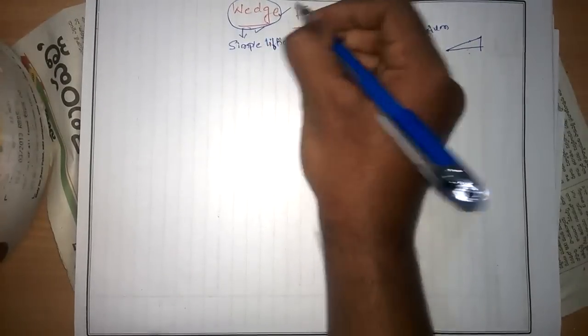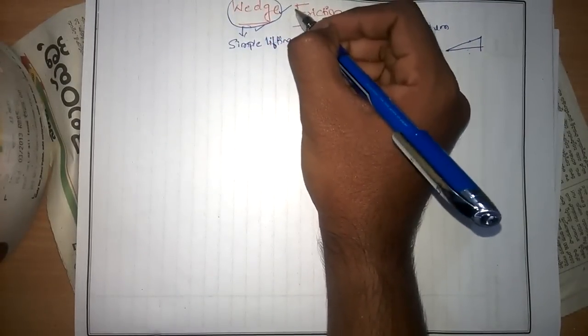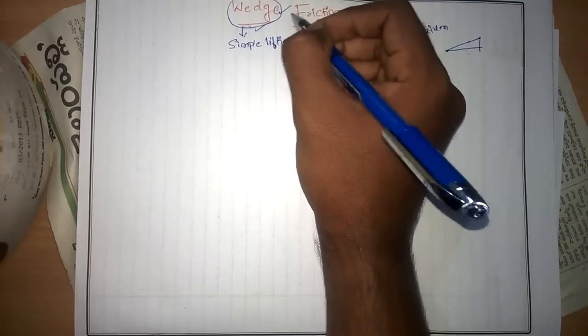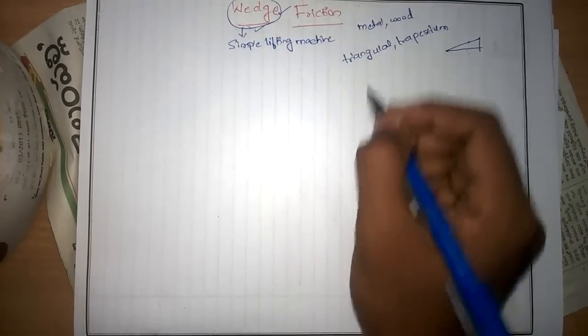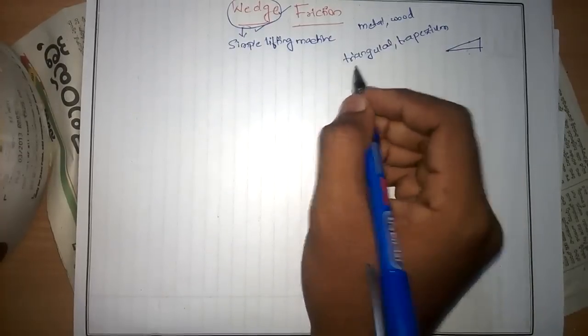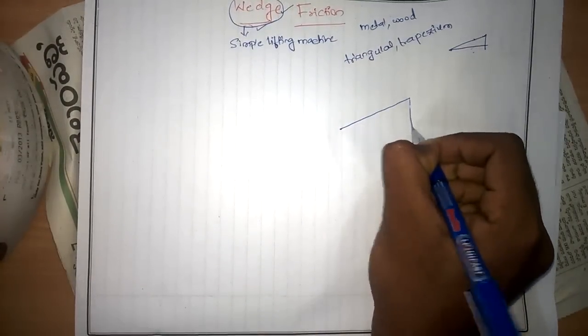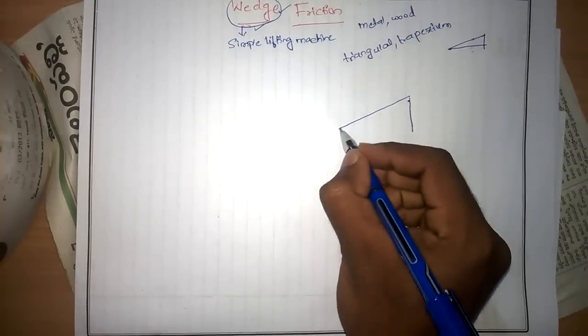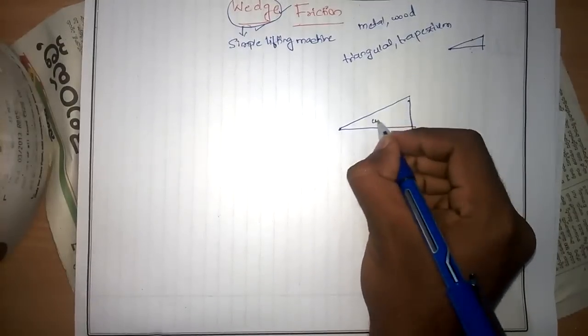That is a wedge. A wedge is used to lift a body with the application of a smaller amount of force. With this smaller force, the effect on the body will be greater. In a wedge, friction will be involved. Generally the weight of the wedge is neglected.